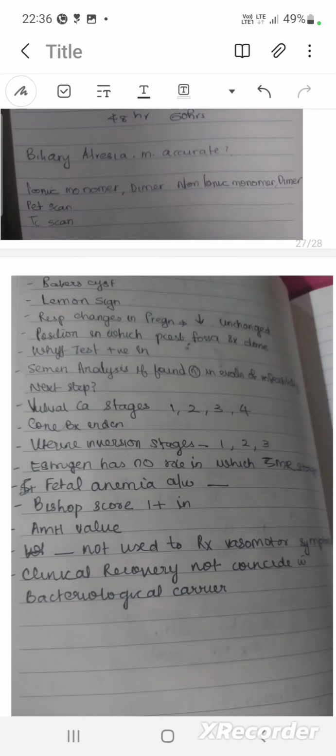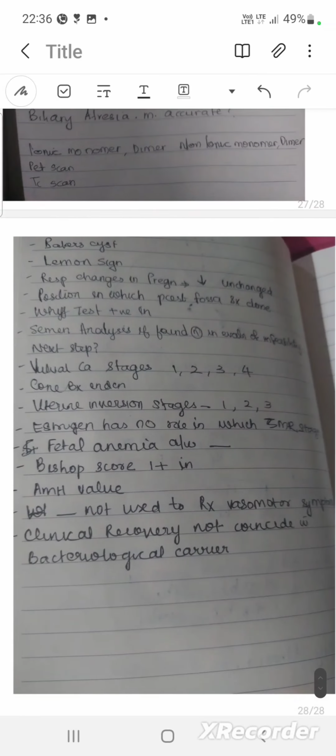Next is PET scan and technetium scan. So for PET scan you have to remember more energy, 511. Technetium scan 114 kilo electron volt. Annihilation in PET scan. Baker's cyst, remember it's between the medial head of gastrocnemius and semimembranosus. Then lemon sign, meningoencephalocele.